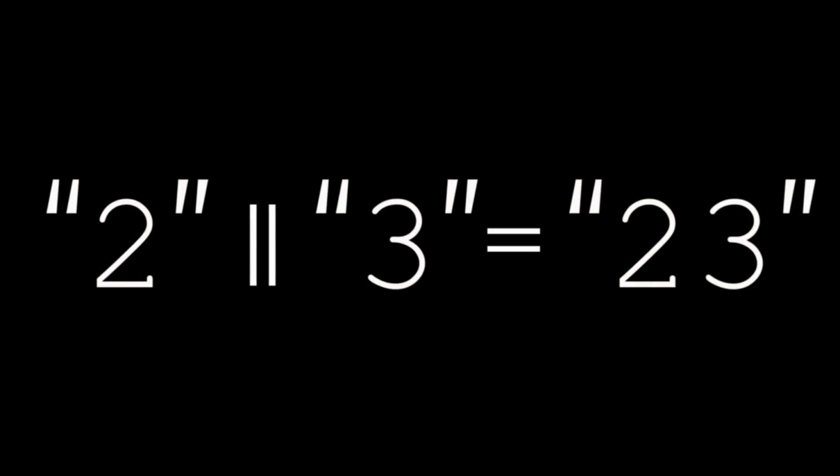To get the object-action interpretation, start with the character 2 on an otherwise blank scroll. Write the character 3 to its right. The result is a scroll with the sequence 23. The equation which describes this scenario is 2 concatenated with 3 equals 23.